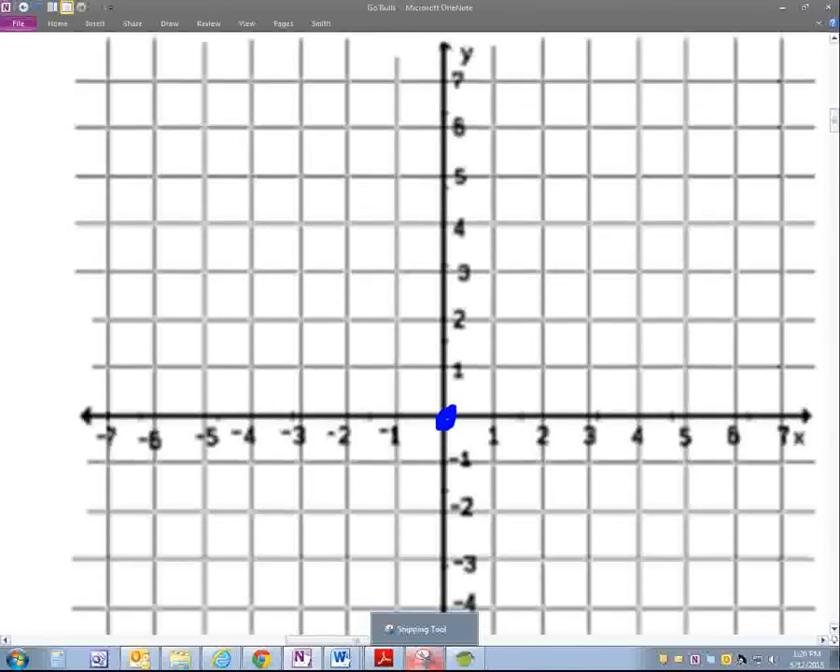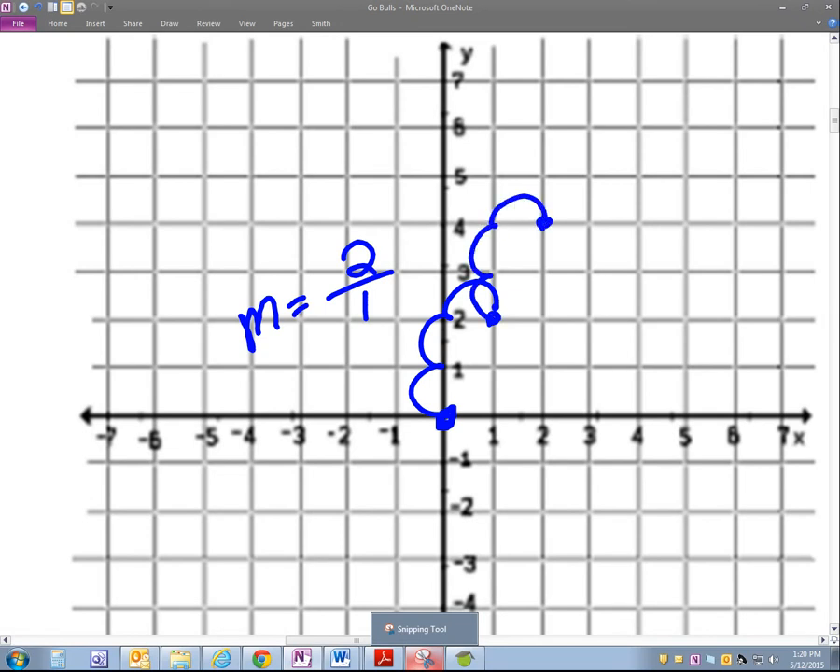So my slope, as we found, is 2. It's 2 over 1. You don't have to write that, I'm just rewriting it for people to see at home. There's my slope. I'm going to go up 1, 2, and over 1. Rise 1, 2, run 1. I want you guys to have 3 points.